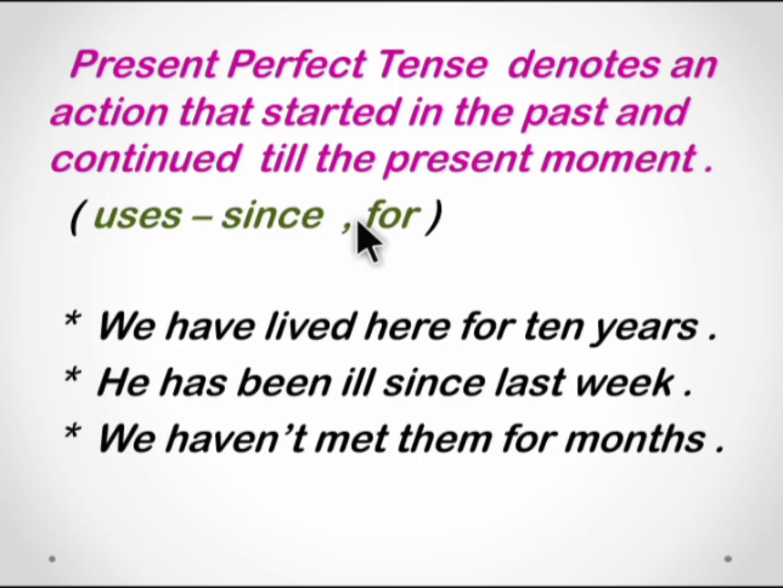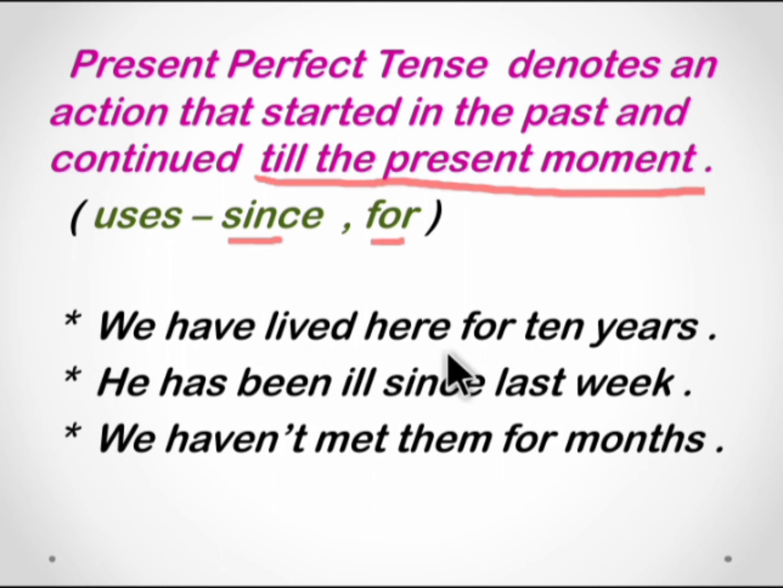Next, present perfect tense denotes an action that started in the past and continued till the present moment. For that we use since or for. As we saw in the first slide, that is the same definition over here. And we use since or for.